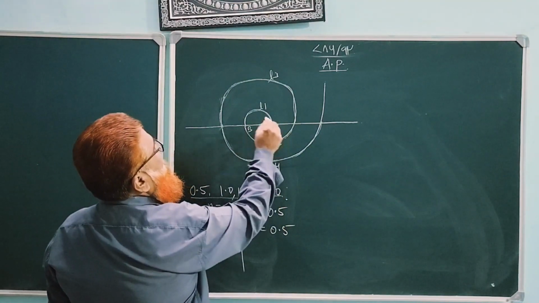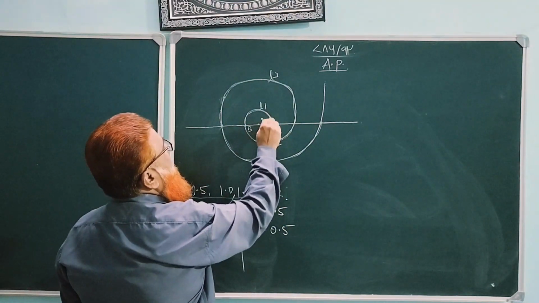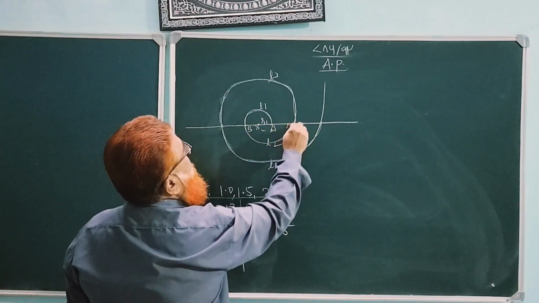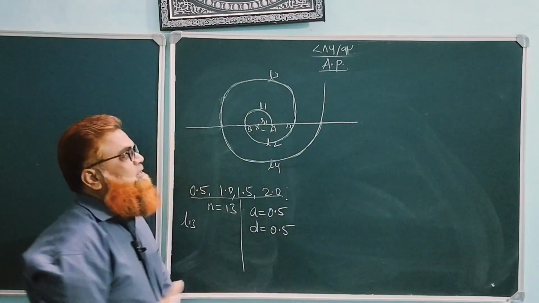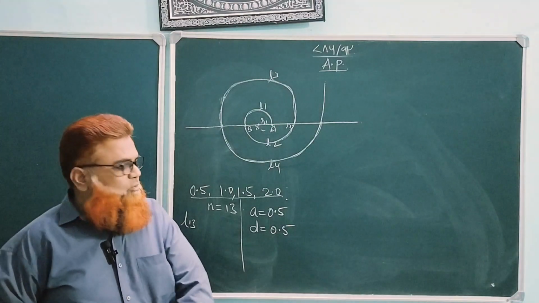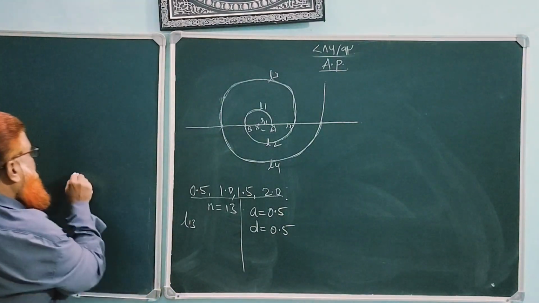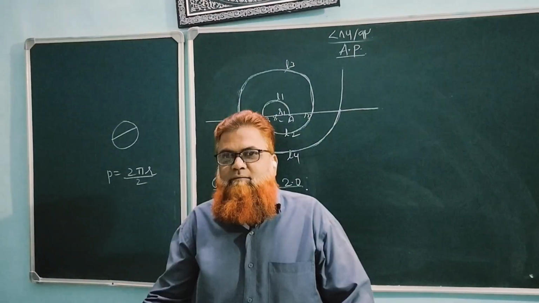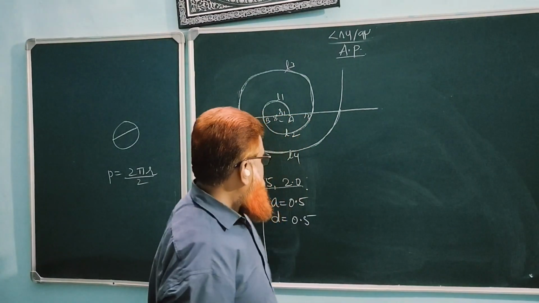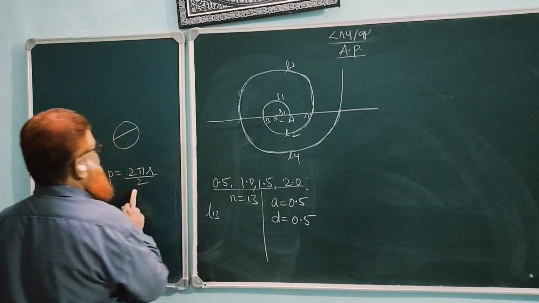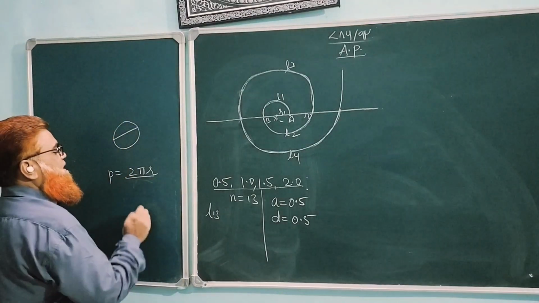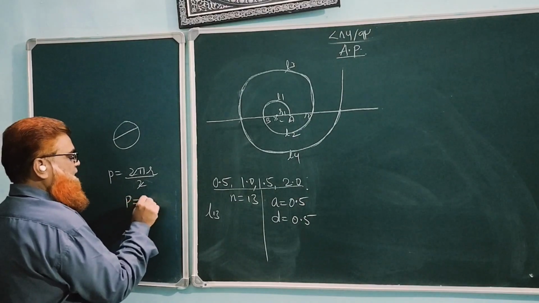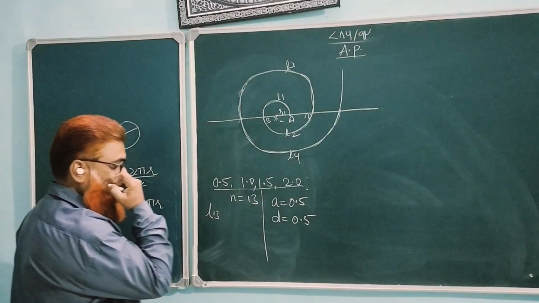these semicircles have radii R1, R2, R3, and so on. So we know the perimeter of a circle is 2 pi r. Semicircle means we have to divide by 2. Then what will be the perimeter of a semicircle? It is pi r.